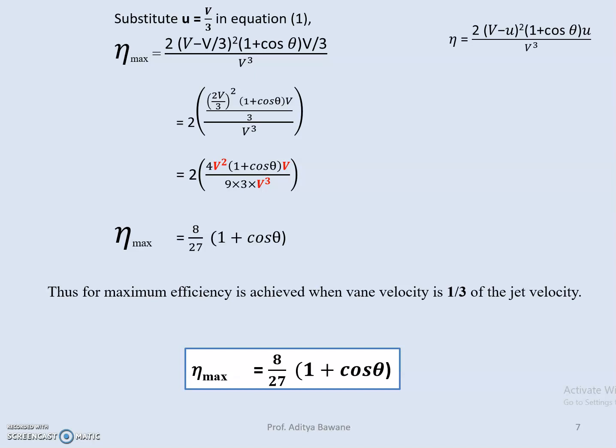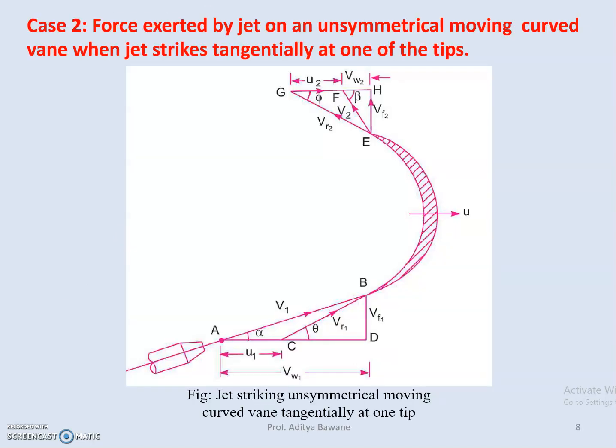Let us learn the second case, force exerted by jet on an unsymmetrical curved vane which is moving, with the jet striking at one end and leaving from the other. In this case, we consider the jet velocity v1 at inlet and v2 at outlet. The blade velocity is u. At inlet I am considering u1, at outlet u2.